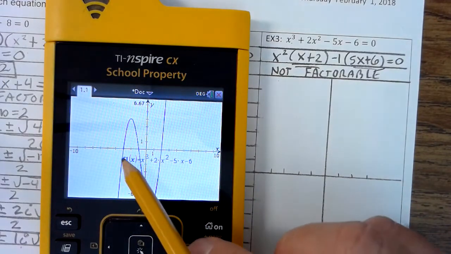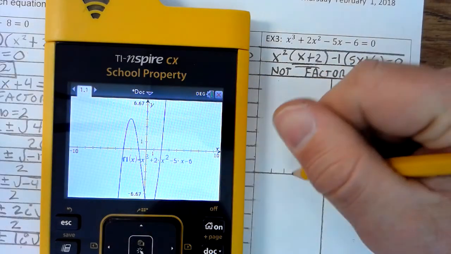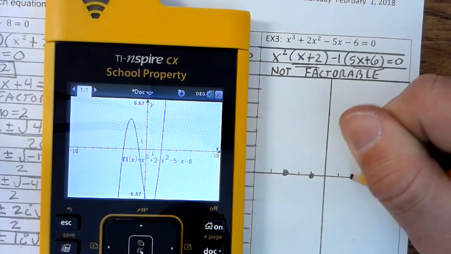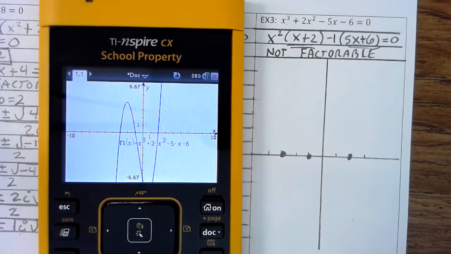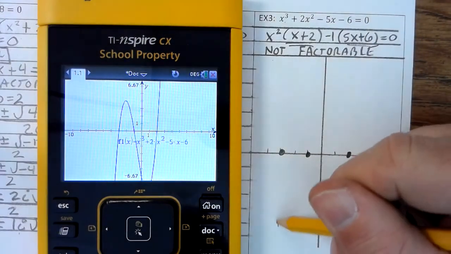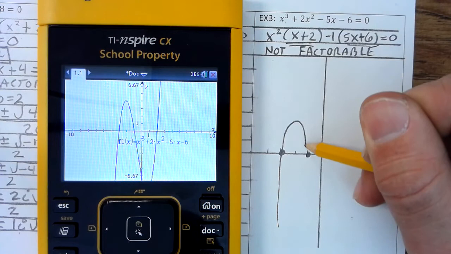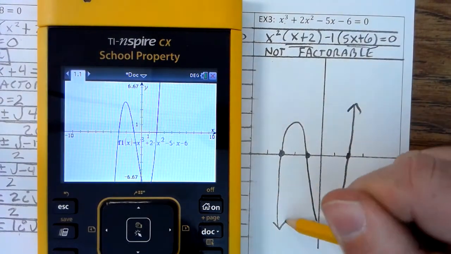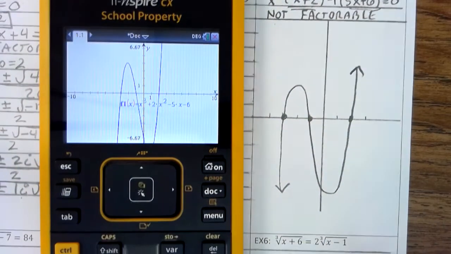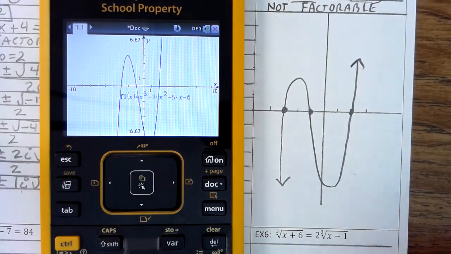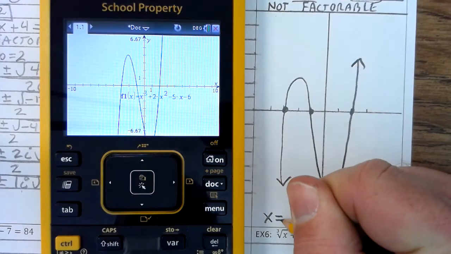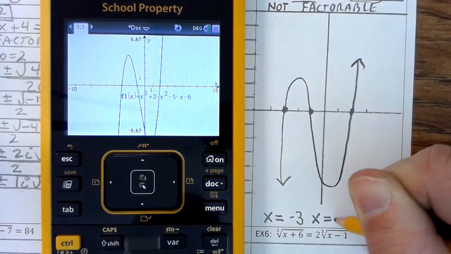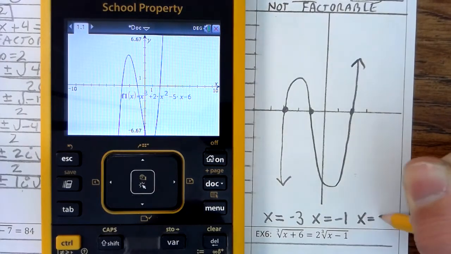So it looks like we have solutions at -3, -1, and +2. So we just draw a sketch. I'm going to list our solutions. So our solutions are x equals -3, x equals -1, and x equals 2.